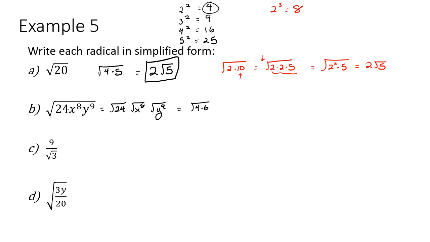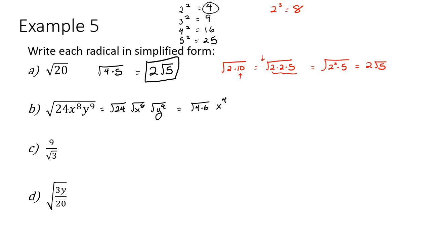X to the 8th is actually going to work out cleanly already, because let's think about why that is. Remember, a square root is a 1/2 power, so you would divide the exponent on the inside by 2, and because 8 is an even number, that works out really nicely. That's just x to the 4th.